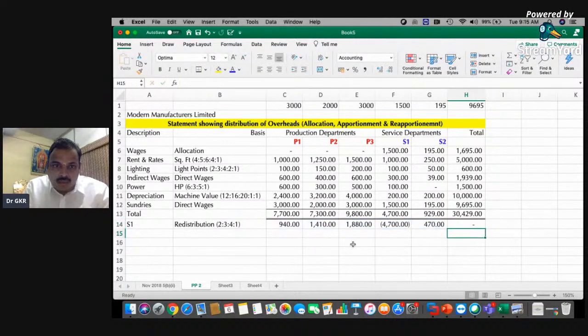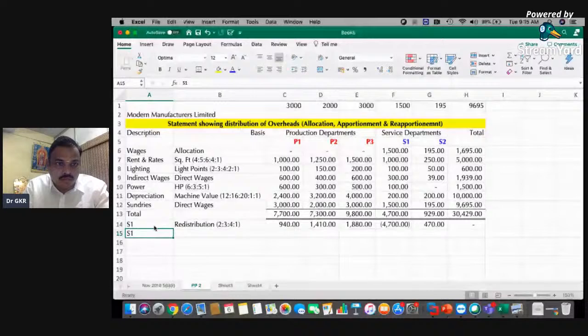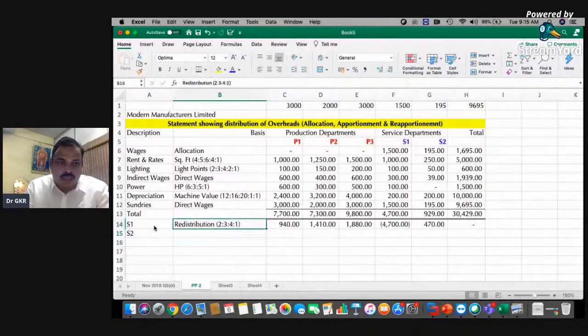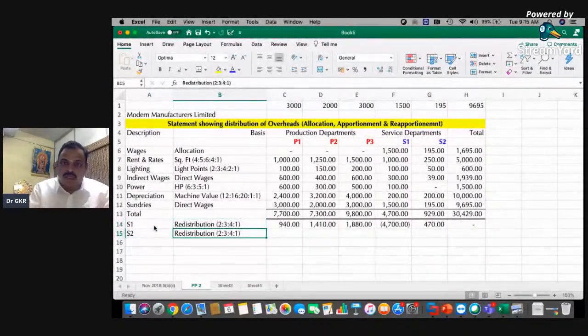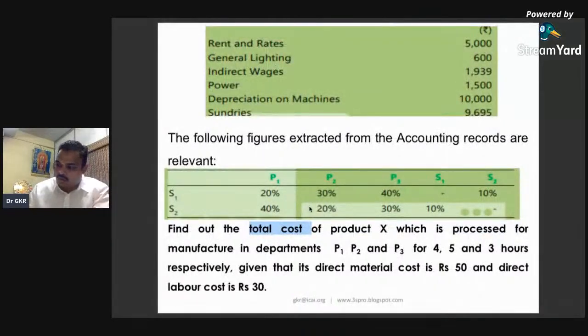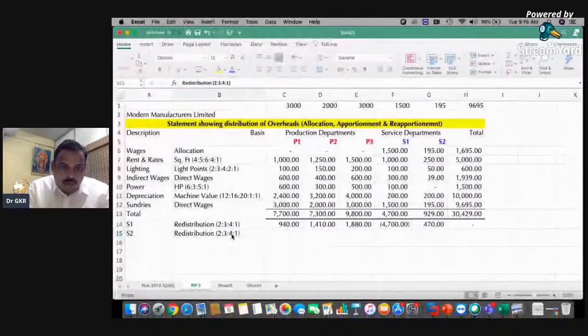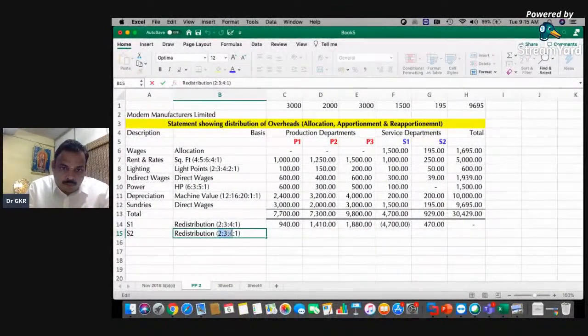But now you are going to redistribute S2. So what is your redistribution ratio? Your redistribution ratio is 4 is to 2 is to 3 is to 1. I think almost the same. The 10 only. 4 by 10, 2 by 10, 3 by 10 and 1 by 10. Because 4 plus 2 is 6, 6 plus 3, 9, 9 plus 1, 10. So it is actually 4 is to 2 is to 3 is to 1.